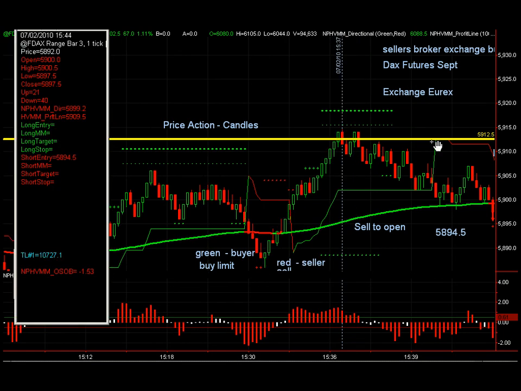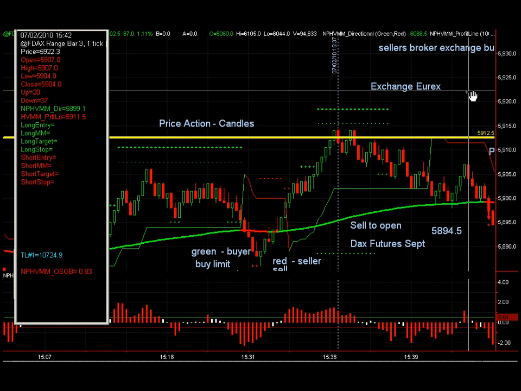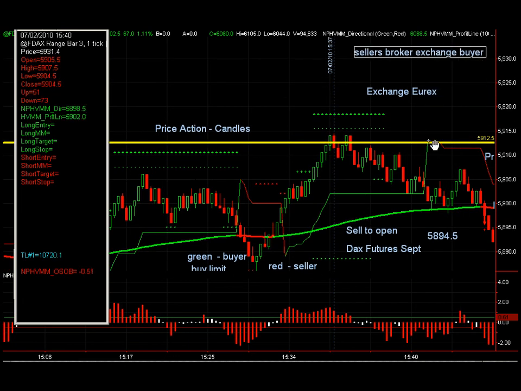When we're selling, it's a sell to open. The contract we're using is the DAX Futures September 2010 contract. The exchange that this order gets routed through is the Eurex exchange. And remember that for every sell order that gets executed in the market, there has to be a buyer. There's always two sides to an order. Where there's a seller, there's going to be a buyer.